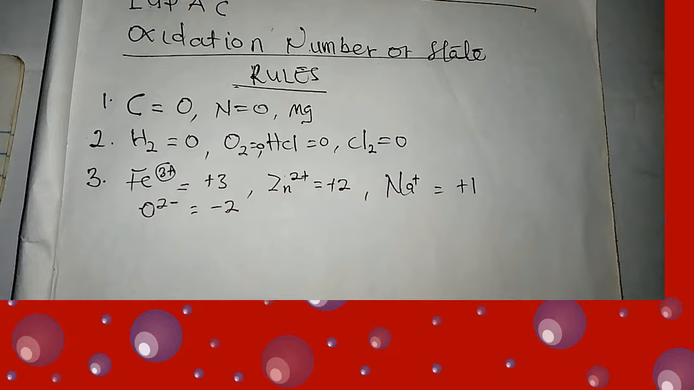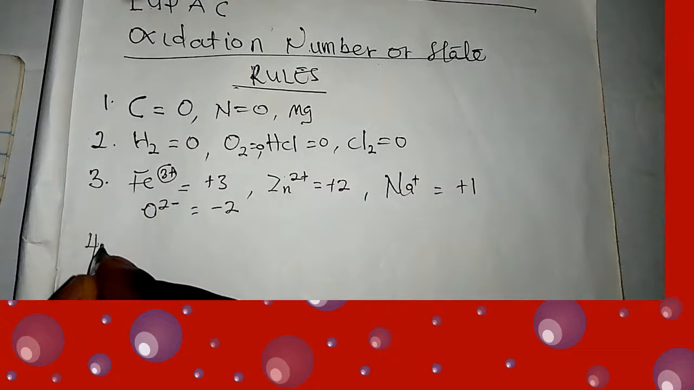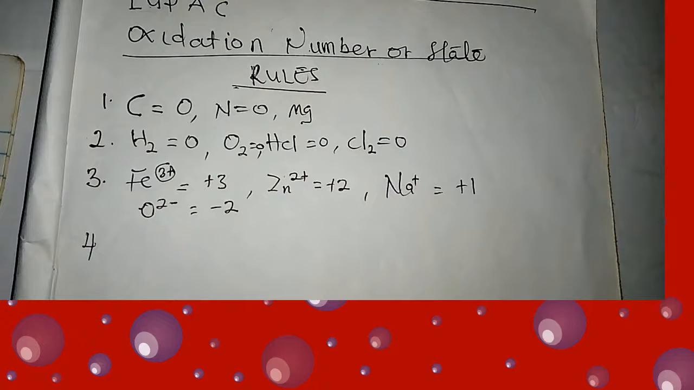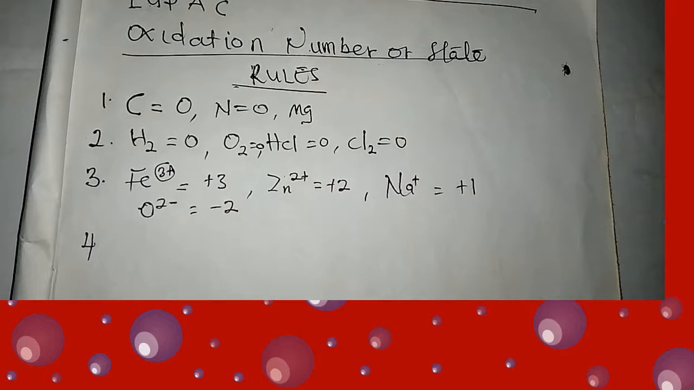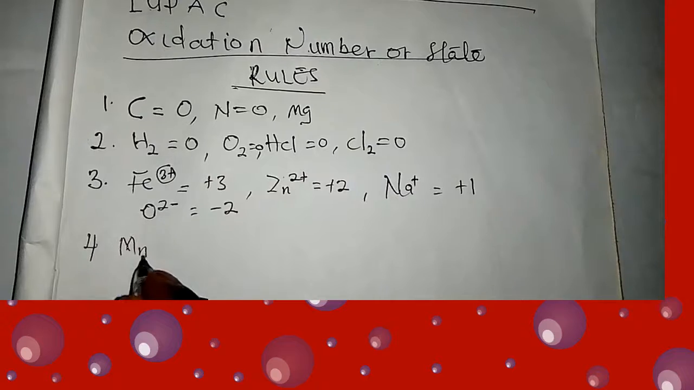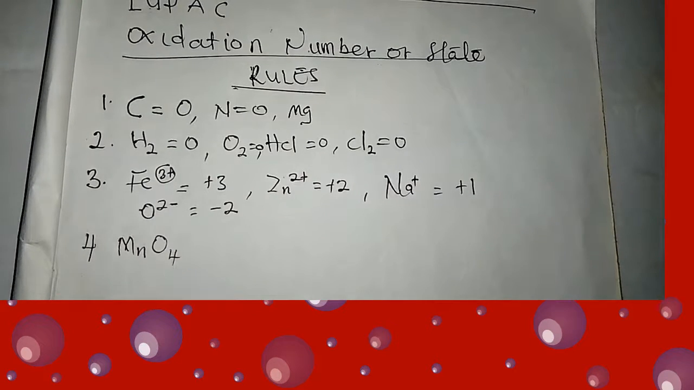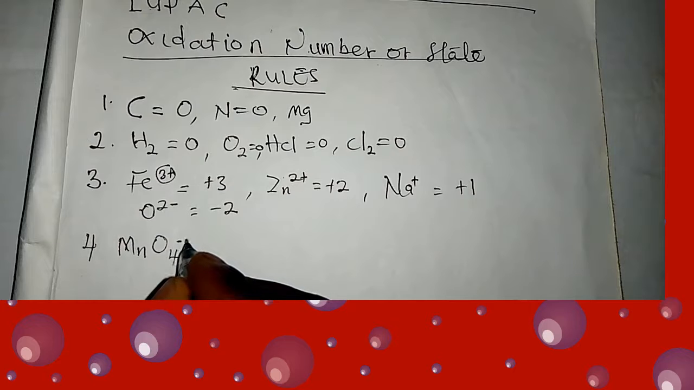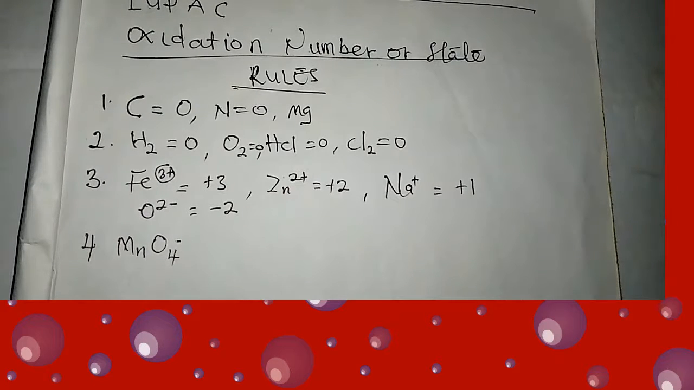Let's move on to the fourth rule, and then let's see what we can also learn from this particular area. The fourth rule says that the algebraic sum of all the oxidation states of the elements in a complex ion or radical is equal to the charge on the ion. Okay, so let's take an example so that I can use it to explain this one. We have manganese, and this is also iron, so -1 here.